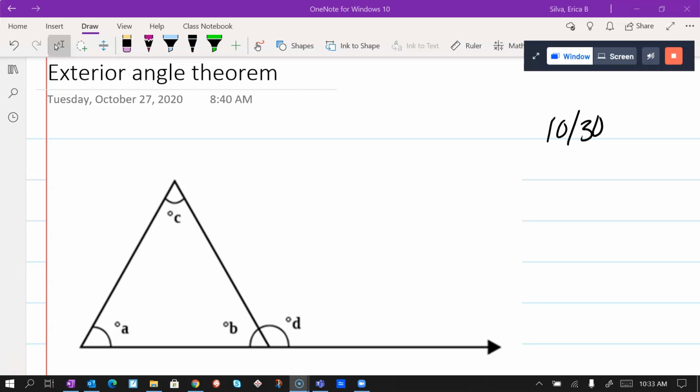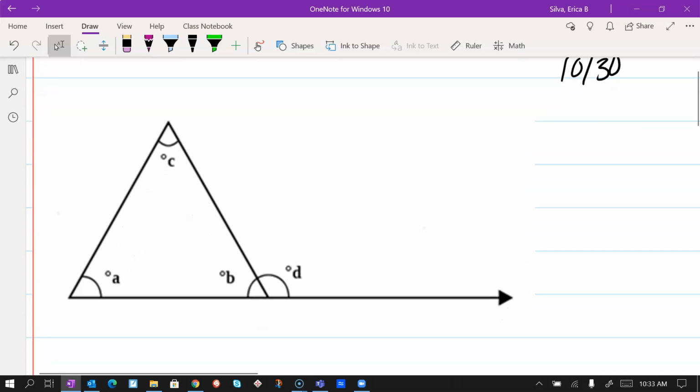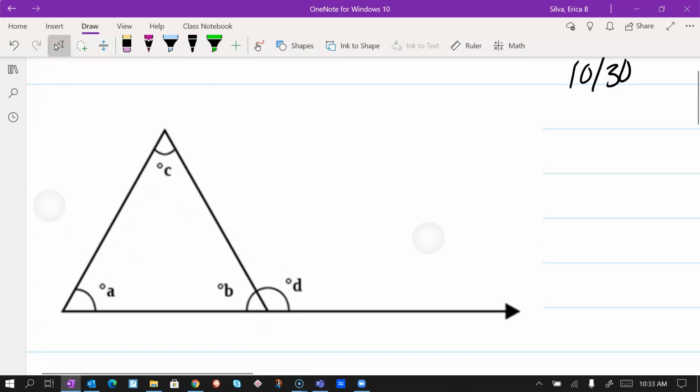Okay, so for this lesson, we're going to be looking at the exterior angle theorem. Now go ahead and put your pencils down so you can just look at what's going on and why this theorem is what it is. Now, if I were to tell you the measure of angle A was, let's say, 30 degrees, the measure of angle C was 70 degrees, what would be the measure of angle B? How would we go about finding that?